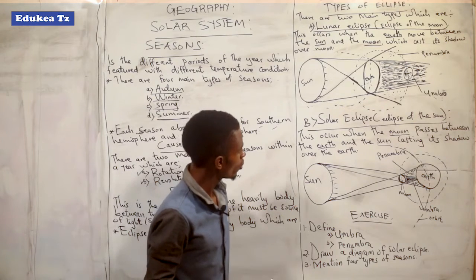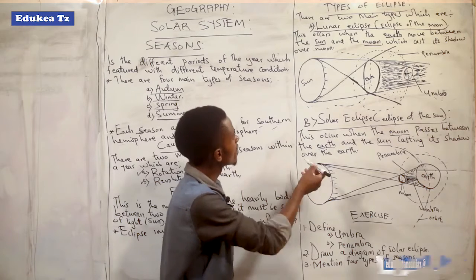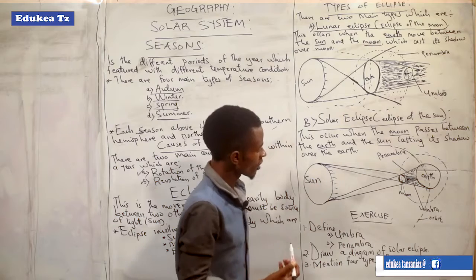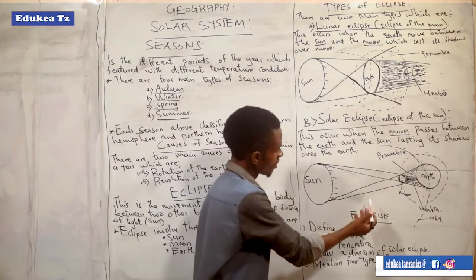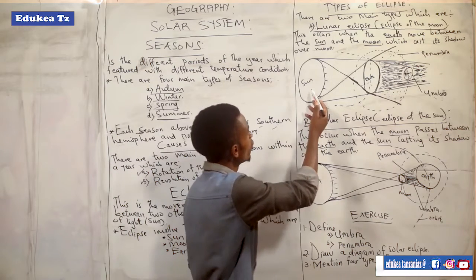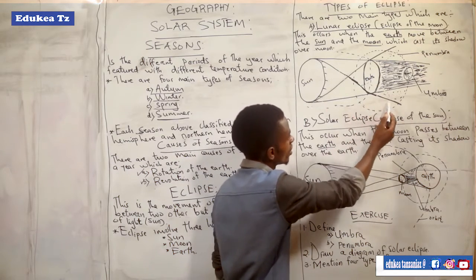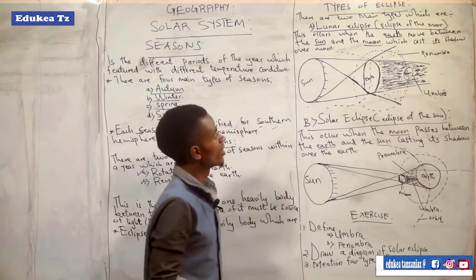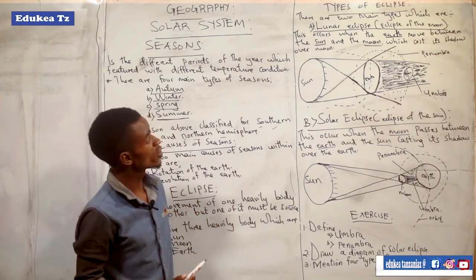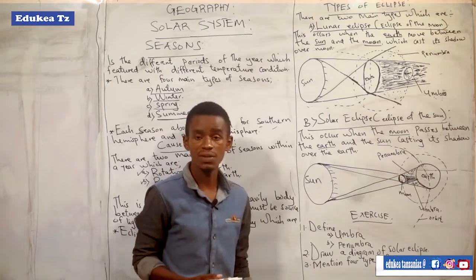And also, when we look at how the solar eclipse and the lunar eclipse differ, among the differences is that in a solar eclipse the moon is between the Earth and the sun, but in a lunar eclipse the Earth is between the moon and the sun. So you have to distinguish between those two types of eclipse.